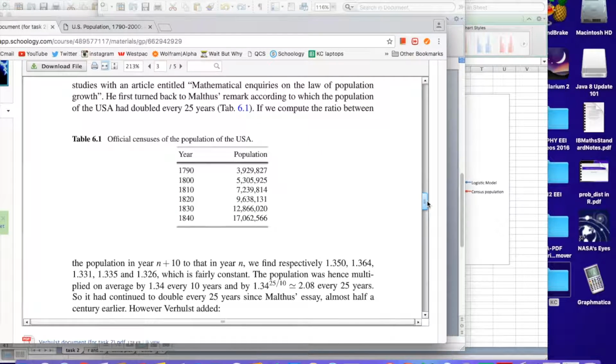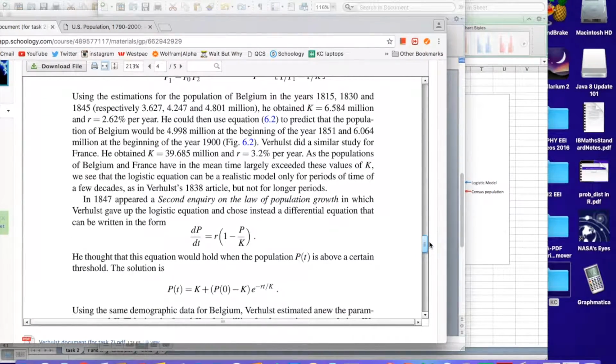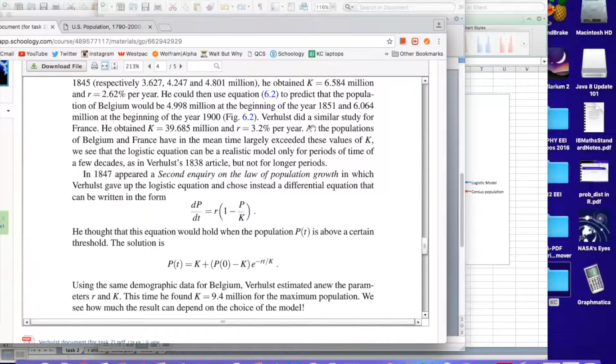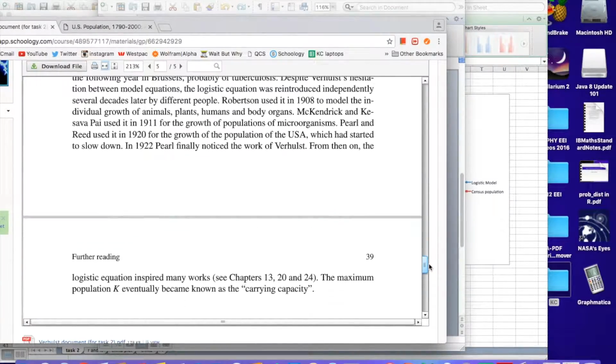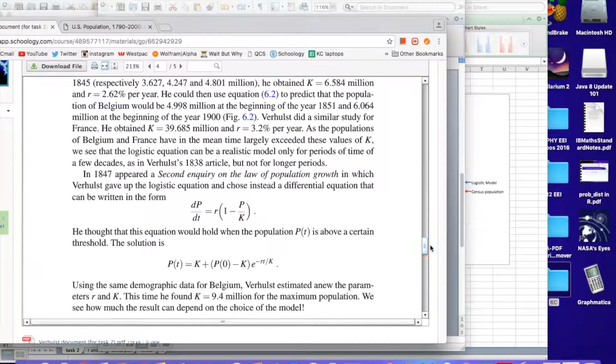And here's some US population data as well. Now, somewhere down here, there's an important sentence that I want to point out to you. Here it is, on page 38. And what does it say here? It says, as the populations of Belgium and France have in the meantime largely exceeded these values of K, we see the logistic equation can be a realistic model only for periods of time of a few decades.